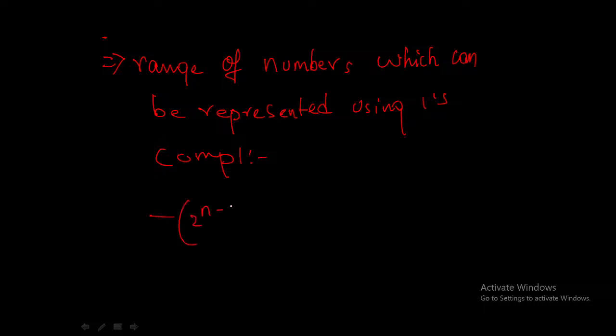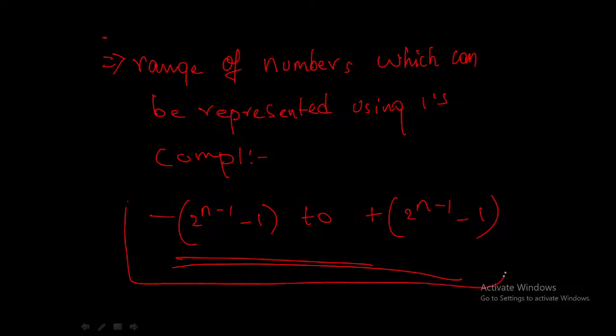Minus 2 power n minus 1, minus 1, to plus 2 power n minus 1, minus 1. Same as sign magnitude representation. What is the range here? Minus (2 power n minus 1 minus 1) to plus (2 power n minus 1 minus 1). So this is the range of numbers you can represent in the case of one's complement representation. I hope this is clear.